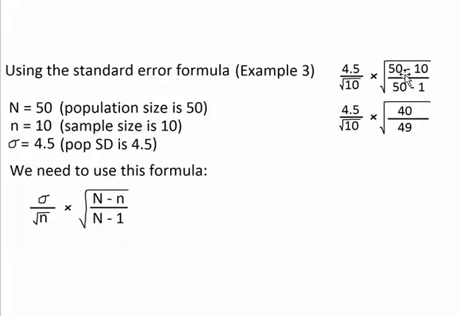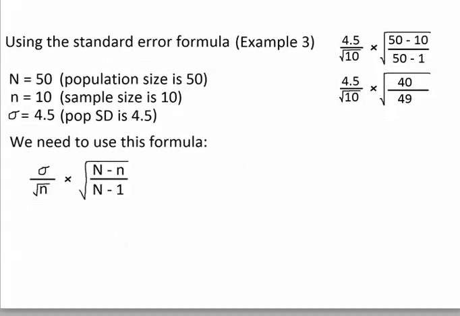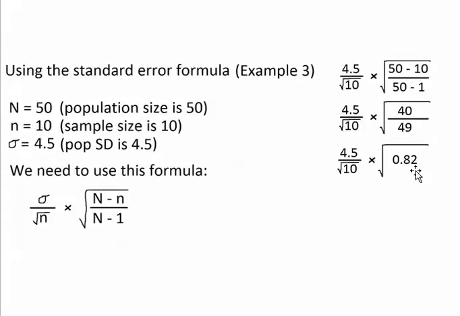First, we would subtract inside of the fraction. We would subtract 50 by 10, and we would get 40. And we would subtract 50 by 1, and we would get 49. Then we would divide inside of the fraction. We would divide 40 by 49. And the answer would be 0.82. 40 divided by 49 is 0.82. Then we would just take the square root of 0.82 using the square root key. The square root of 0.82 is 0.91.